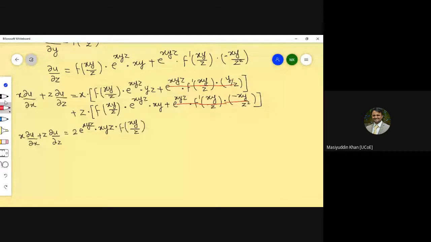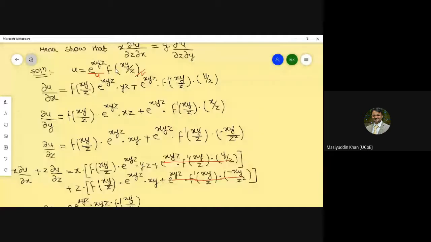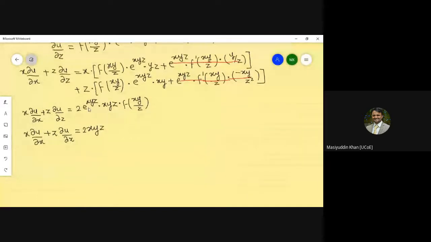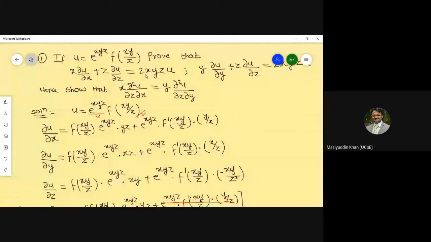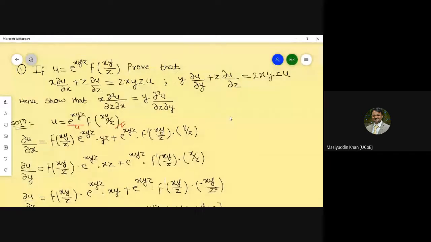एंड फाइनली विल गेटिंग व्हाट, x into dou u by dou x plus z into dou u by dou z, which is equal to 2xyz. आपने अगर क्वेश्चन देखा होगा तो क्वेश्चन में क्लियरली गिवन है, u इज इक्वल टू e raised to xyz into f of xy by z. तो e raised to xyz into f of xy by z इज क्लियरली गिवन हियर. सो वी शुड राइट एज u दिस पार्ट, एंड दिस इज आवर फर्स्ट प्रूफ. ये हमारा पहला प्रूफ है यहाँ पे. x into dou u by dou x plus z into dou u by dou z is equal to 2xyz into u. Similarly, the second proof we can verify very easily.